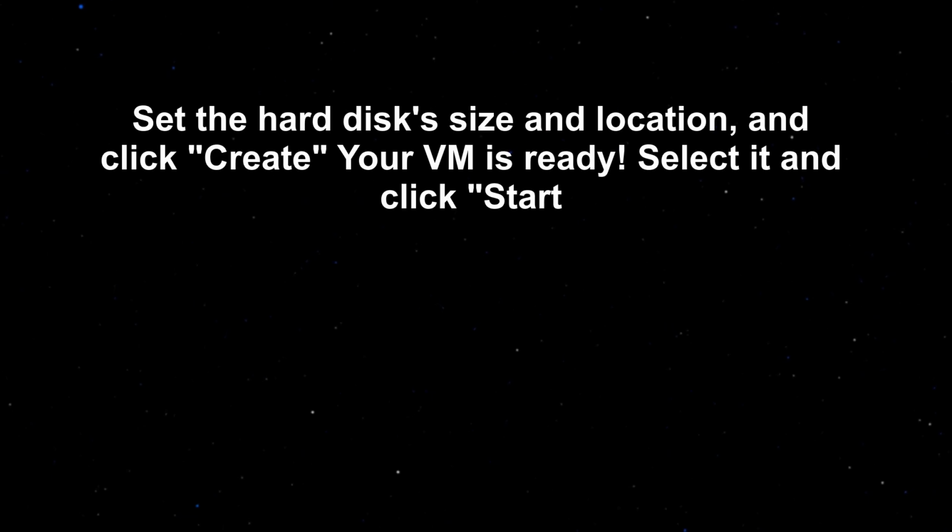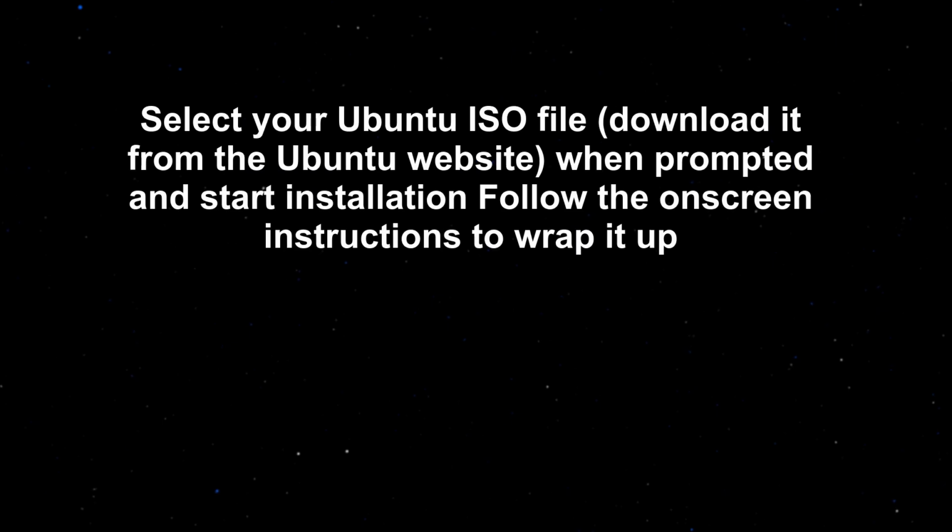Your VM is ready. Select it and click Start. Select your Ubuntu ISO file. Download it from the Ubuntu website. When prompted, start installation. Follow the on-screen instructions to wrap it up.